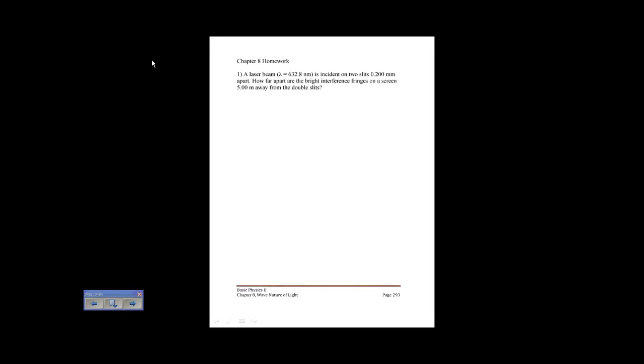Okay, this is chapter 8 homework. It says a laser beam with a wavelength of 632.8 nanometers is incident on two slits that are 0.2 millimeters apart. How far apart are the bright interference fringes on a screen 5 meters away? So this is the situation that we have.